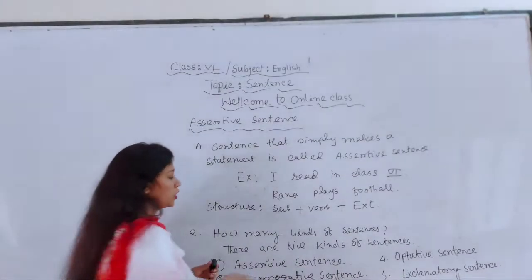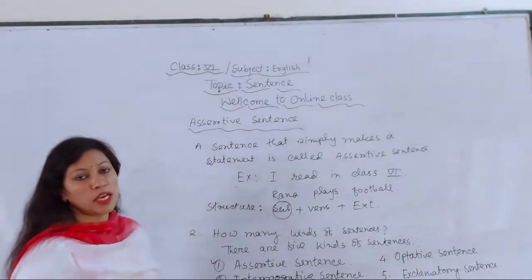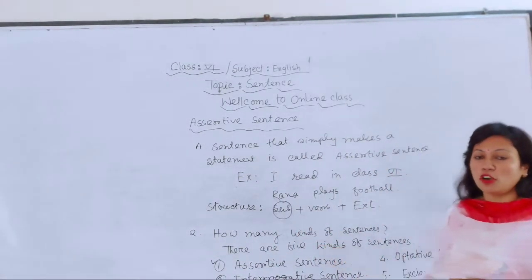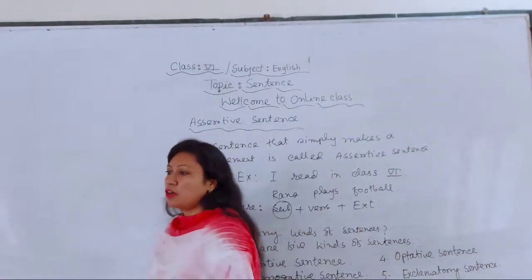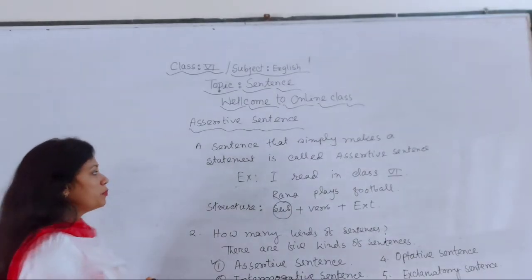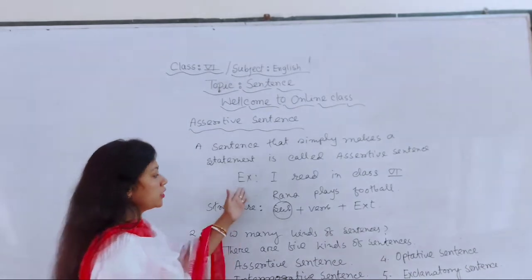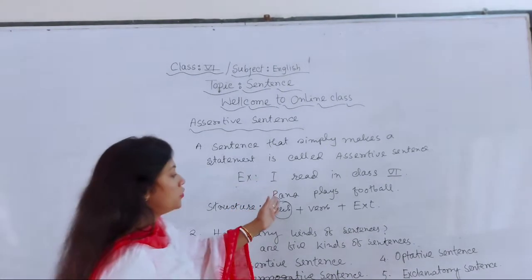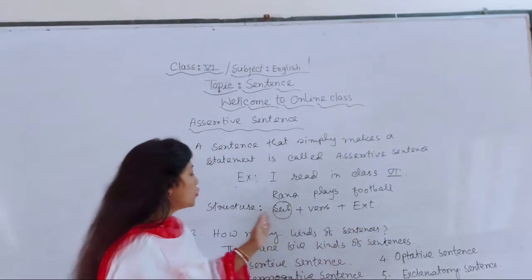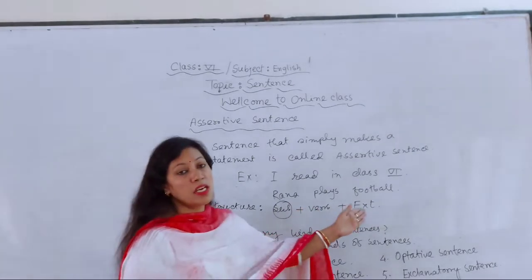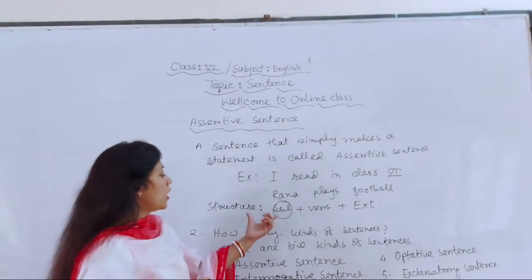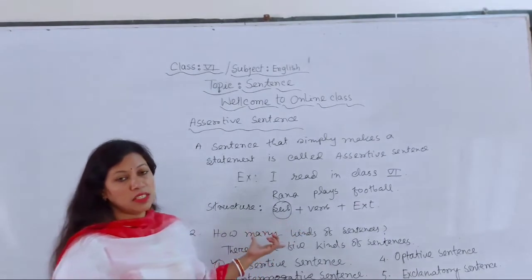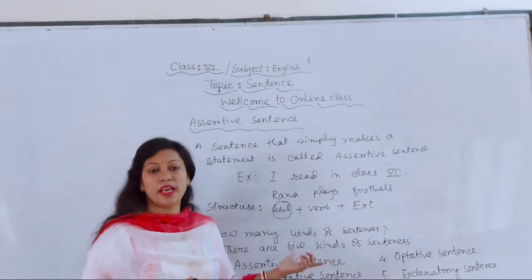An assertive sentence always starts with a subject, and this is the identifying point of an assertive sentence. So, what is the definition of an assertive sentence? A sentence that simply makes a statement is called an assertive sentence. Here I give two examples: I read in class 6, and Rana plays football. Here, I is the subject, read is the verb, and in class 6 is an extension. So its structure is subject plus verb plus extension. The identifying point is that an assertive sentence always starts with a subject. If any sentence starts with a subject, you understand it is an assertive sentence.